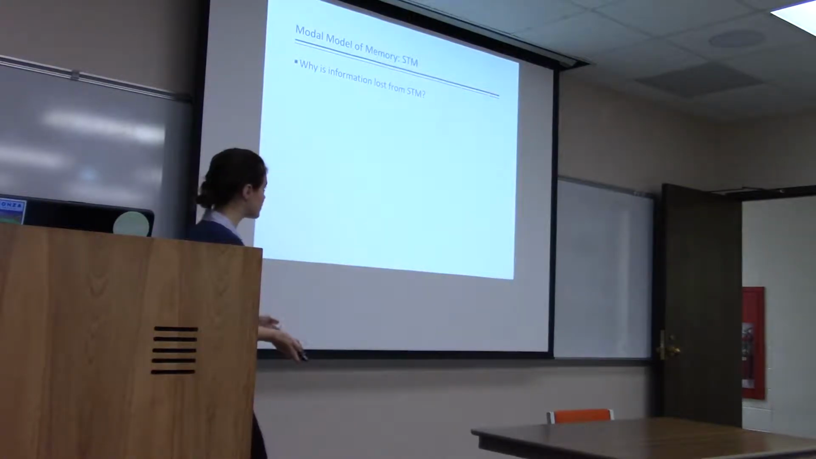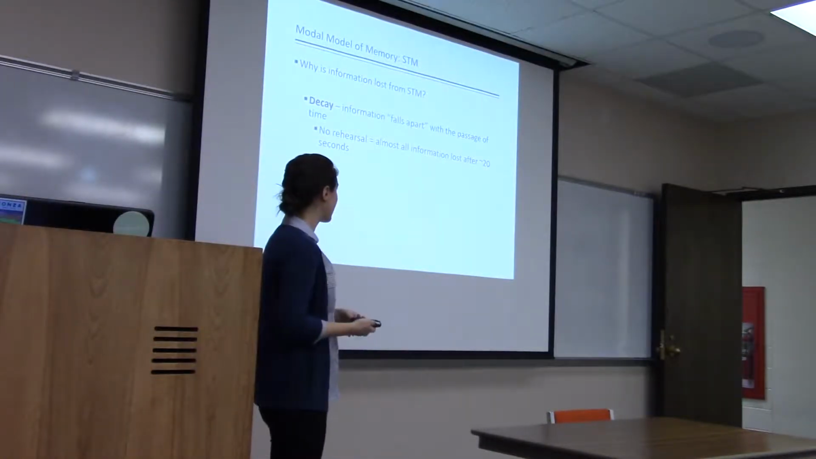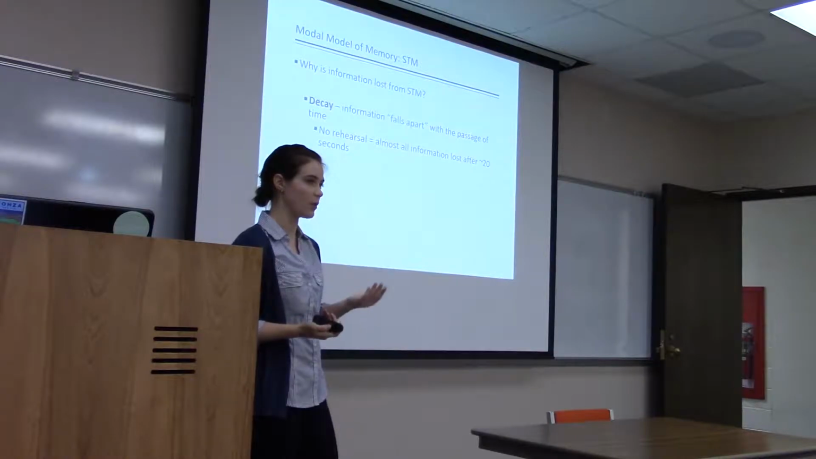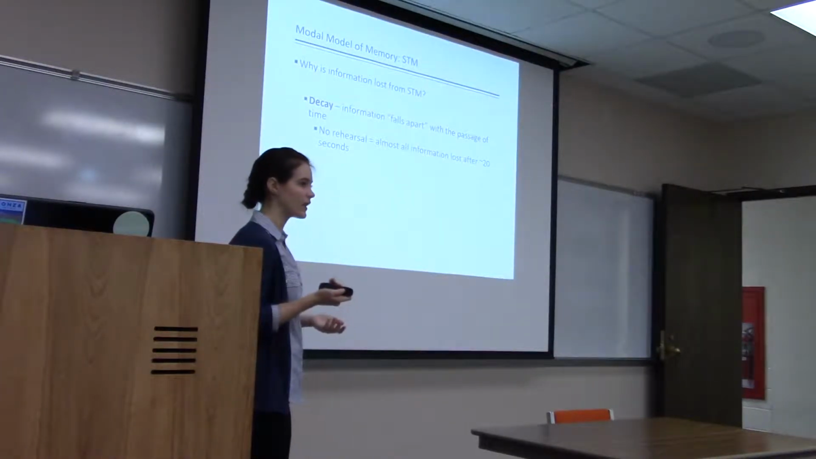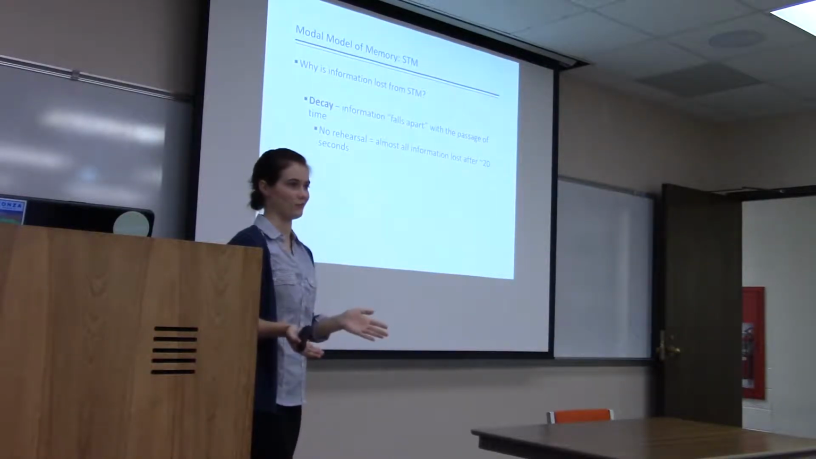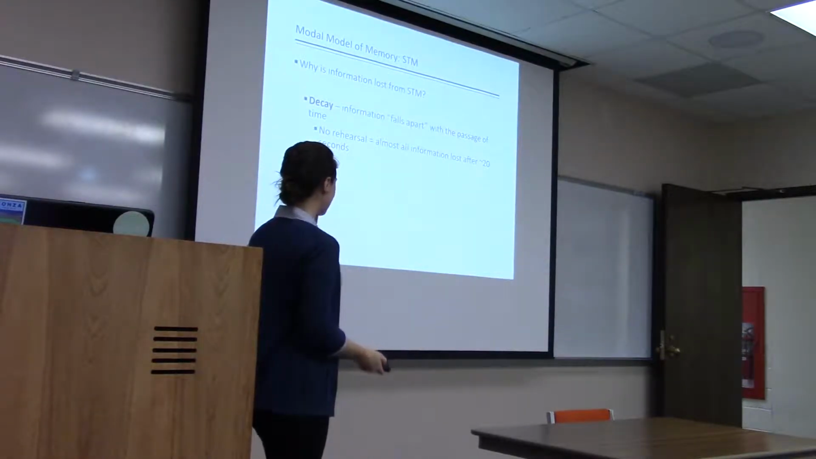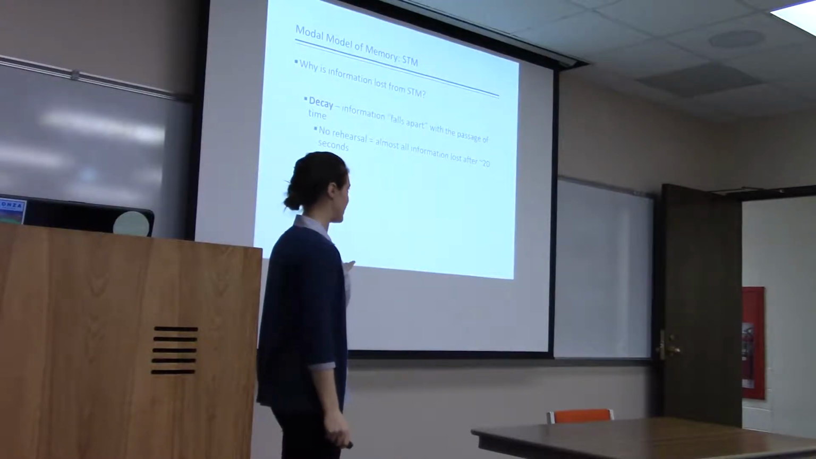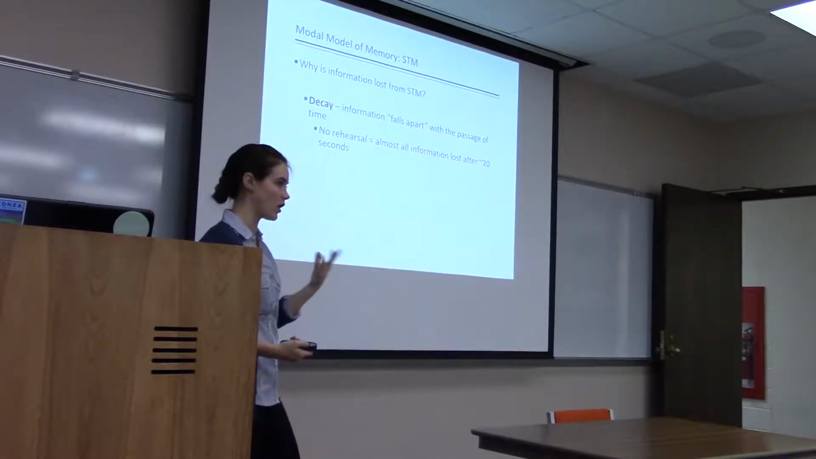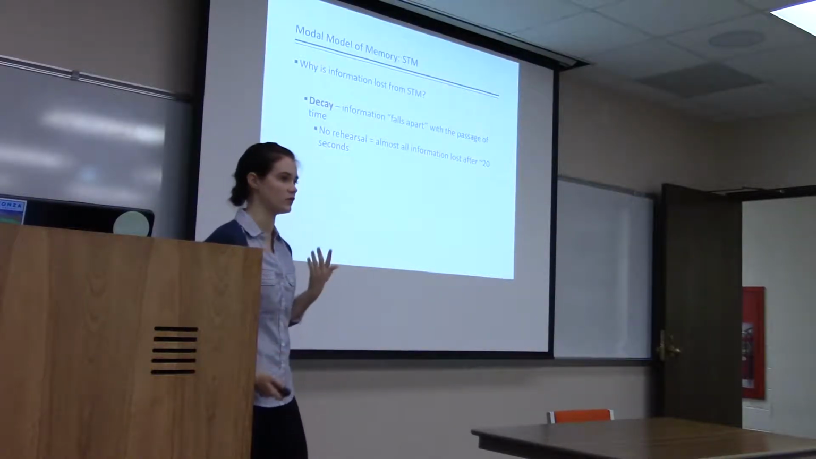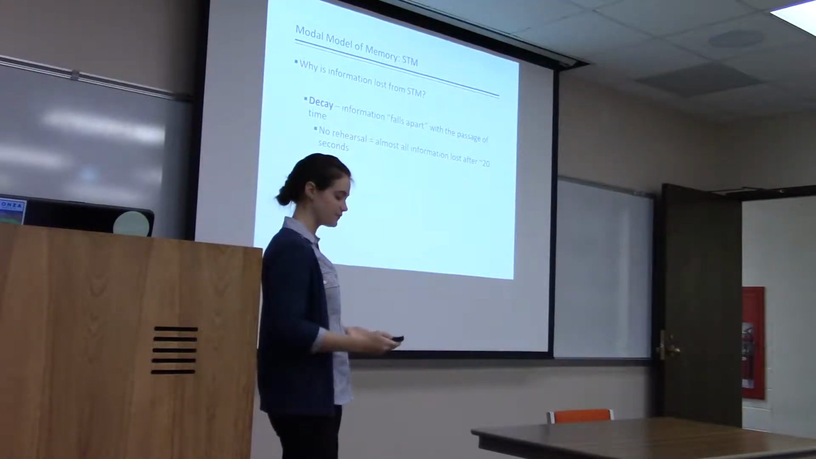So why is information lost from short-term memory? Decay is when information falls apart with the passage of time. Like the student in the front said, you didn't have time to rehearse the information. Generally, almost all the information in short-term memory is lost after 20 seconds if you're not able to rehearse that information.